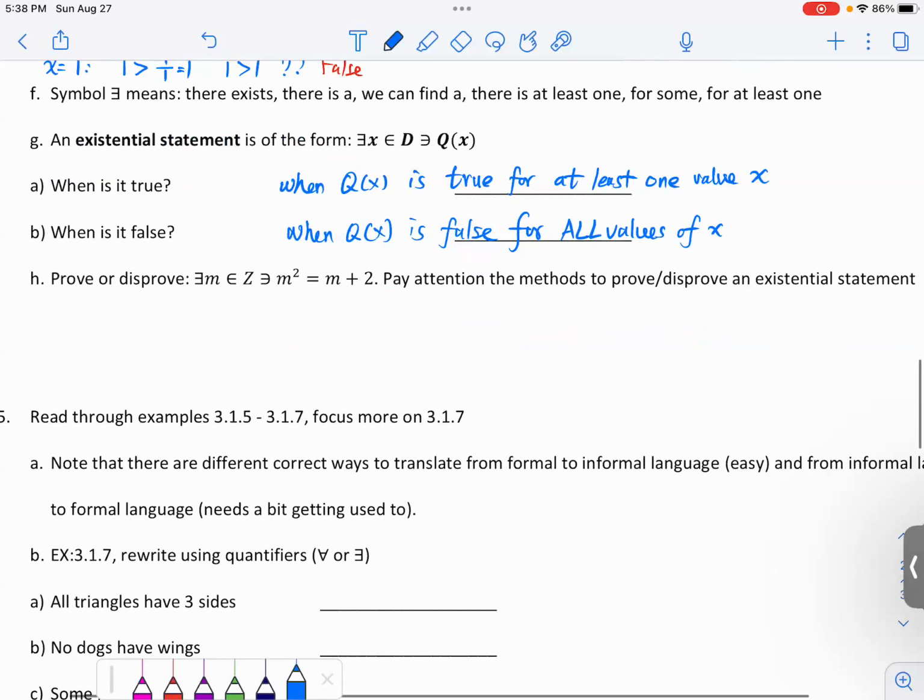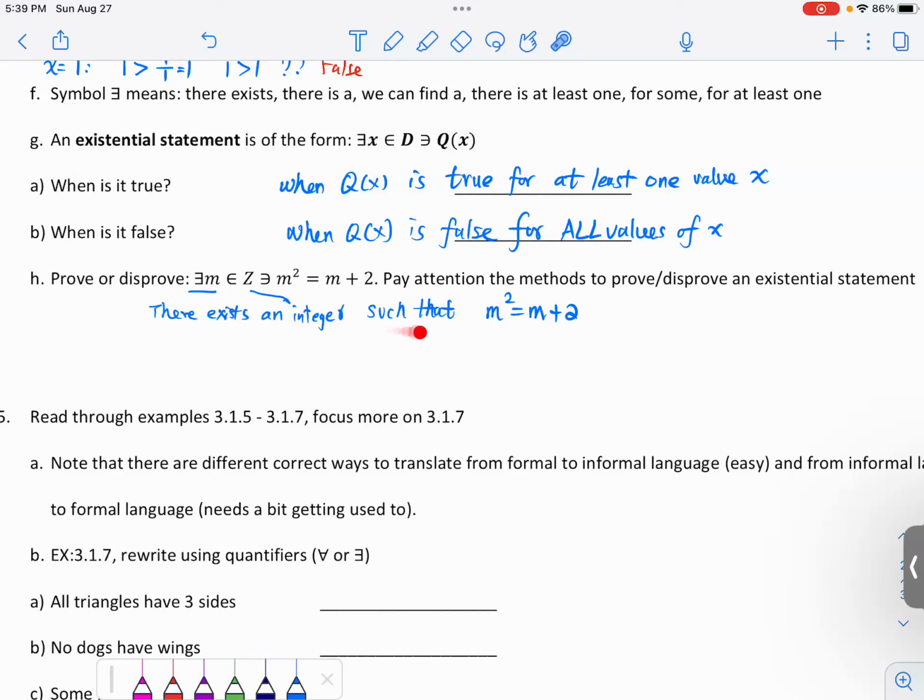Okay, so again, let me quickly write this down. This means there exists an integer. The integer means it's coming from Z, such that m squared is equal to m plus 2. I hope that you see that math is really a different language. It really translates into English like in this sentence.